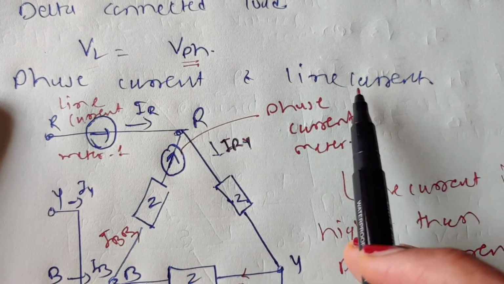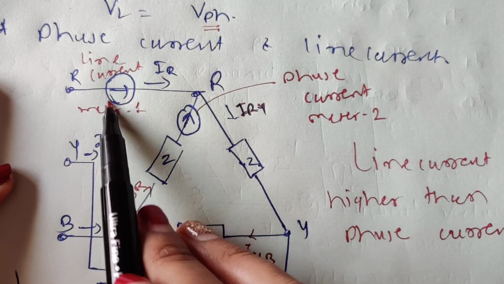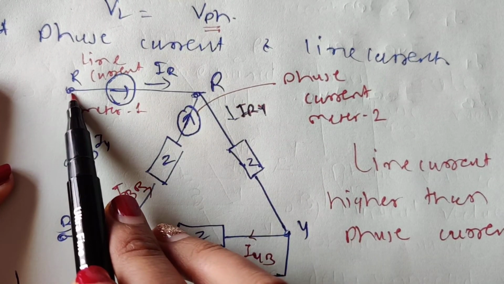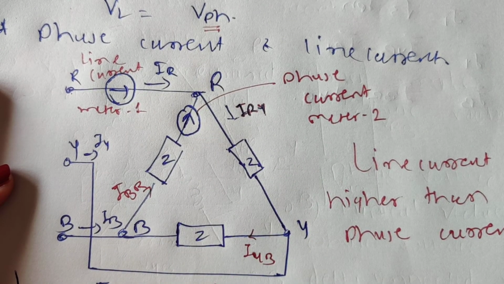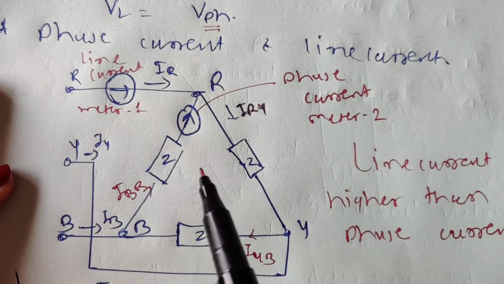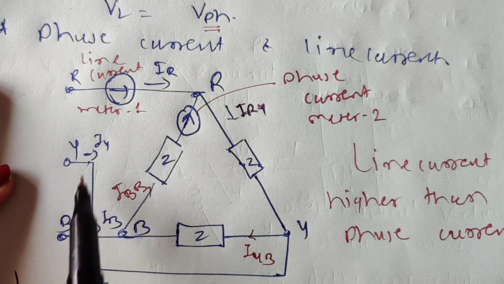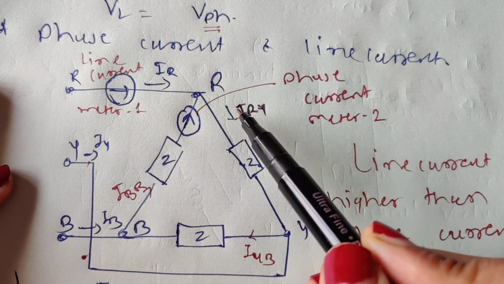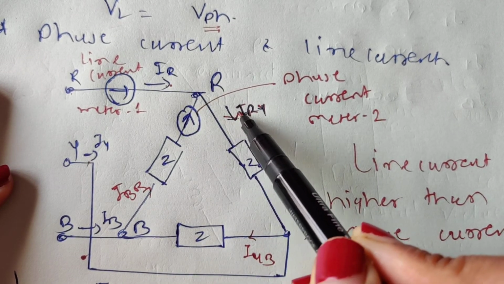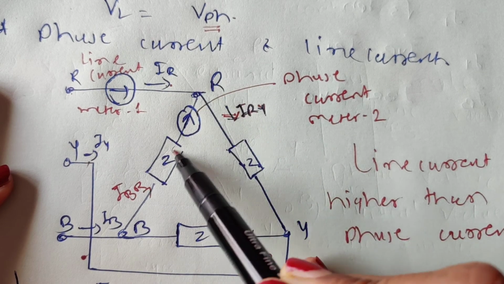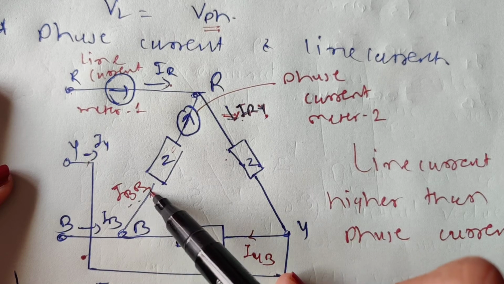Now the phase current and the line current. Here again, a delta connected load in which we are using 2 meters, one connected with the supply line R and the second connected with one of the windings. If I want to label the current values, these are the currents IR, IY and IB. Now this IR is divided over here into two parts, IRY and the negative value of IBR.